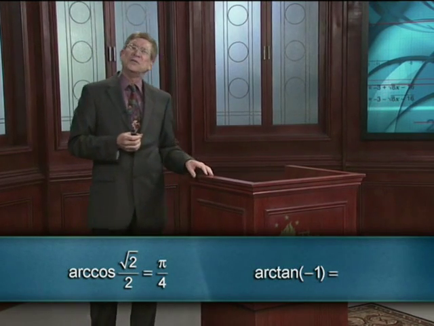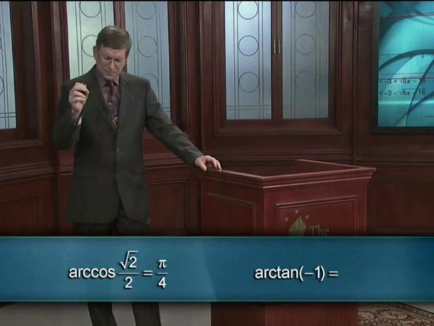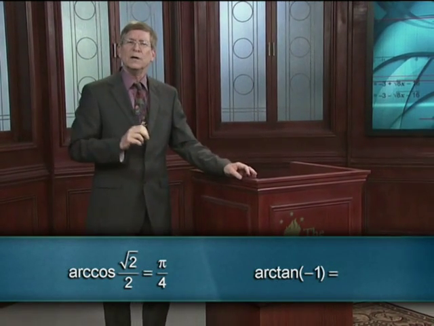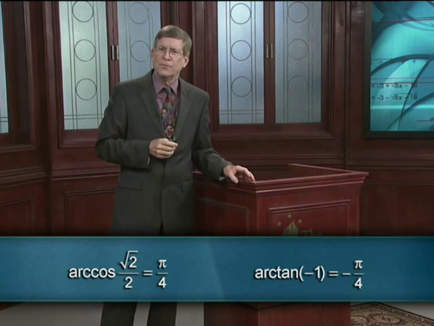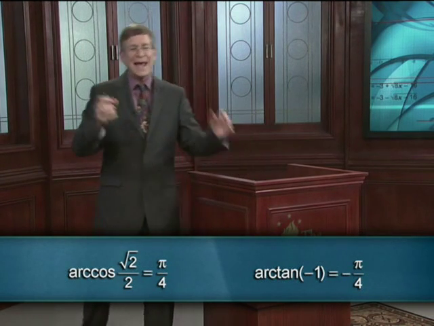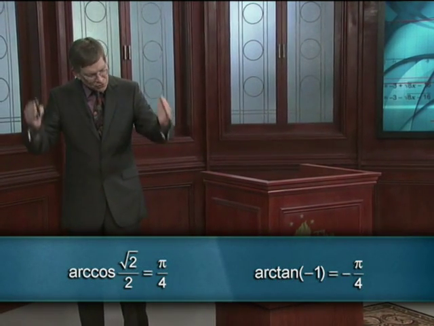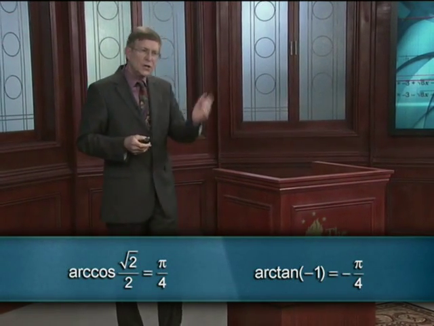How about arctangent of minus 1? Okay, I need some angle whose tangent is minus 1, and it's in the proper interval. And the answer, right, minus pi over 4, because tangent of minus pi over 4 is minus 1, and minus pi over 4 is in that restricted interval minus pi over 2 to pi over 2. You can check this on your calculator, and you'll get those answers. And you can also check it on the graphs. If you look at the pictures, you'll see that these answers make sense.